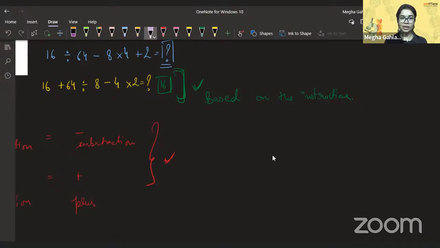We have 16 plus 64. 16 plus 64, that necessarily is 80, right? Now this 80 would be divided by 8 minus 4 into 2. So that basically means 4 twos are 8, and 8 minus 8, so 8, basically, it is divided by 8, right? So we have 10. 10 is our answer. And then there's 10 minus 4 into 2.